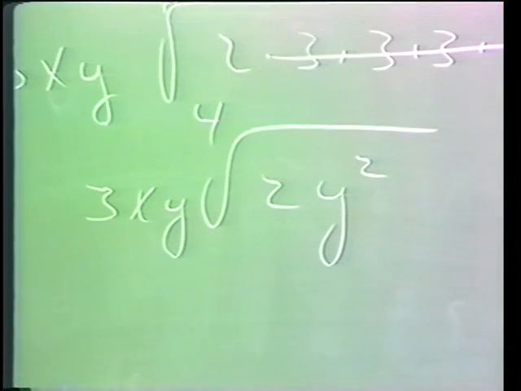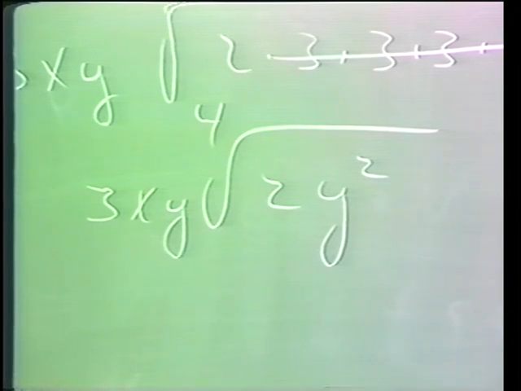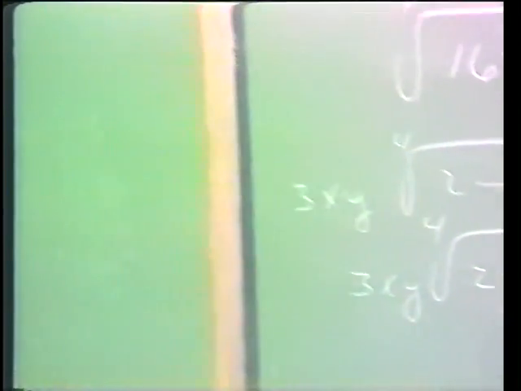Let's try one more. Let's suppose we have 5 square roots of 12.